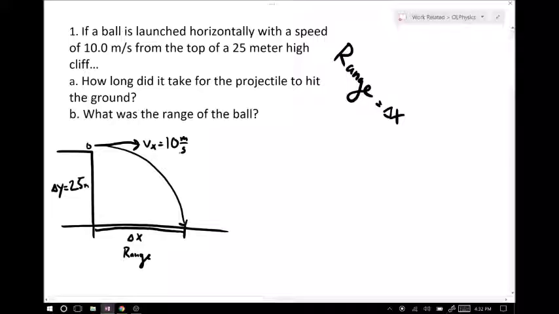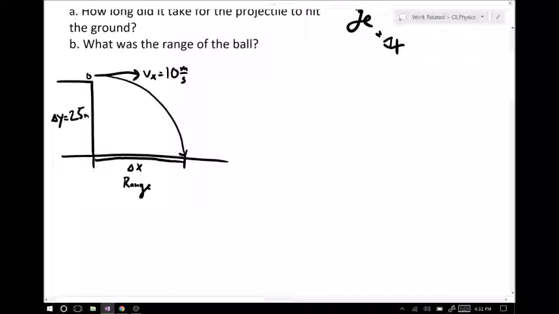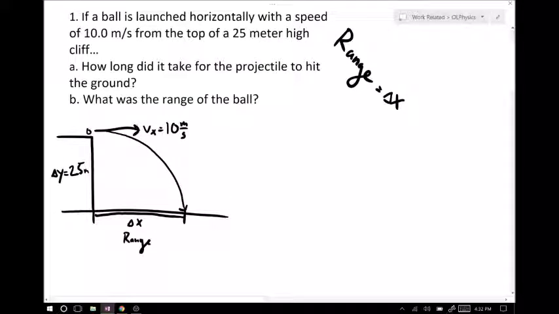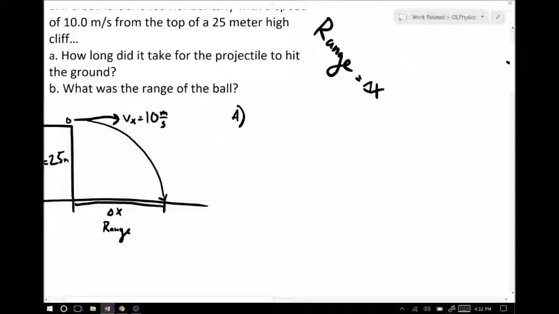So to solve this problem, we have the horizontal direction and the vertical direction. If we're looking for how long it took the projectile to hit the ground, for part A, what we're really looking for is how quickly gravity brings that ball to the ground. So really, what we're solving for is just a ball dropping 25 meters. We're just taking the vertical components of this problem and solving them independently of the horizontal ones.